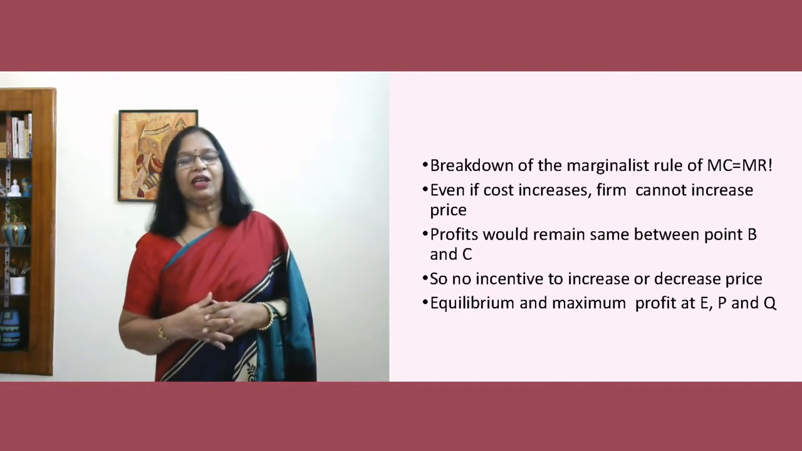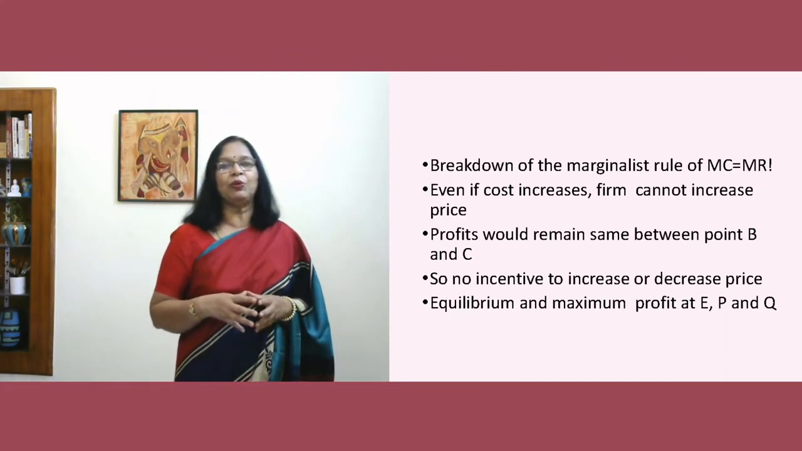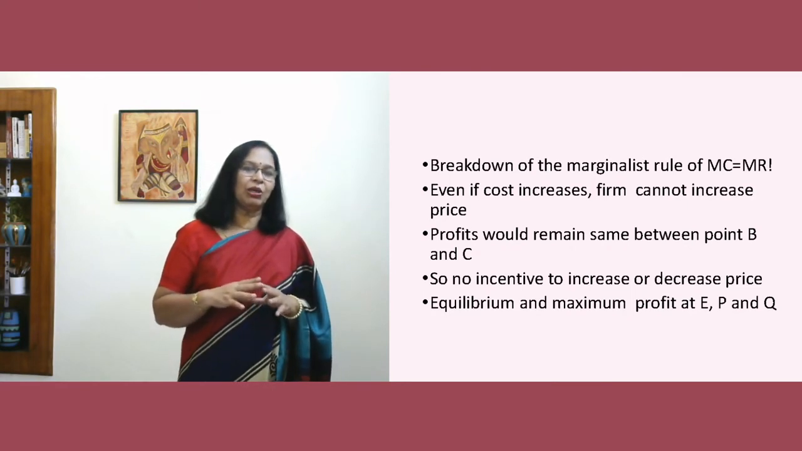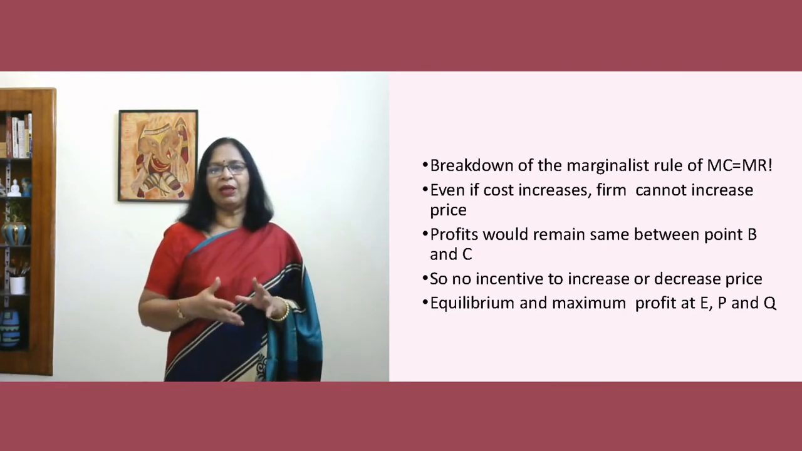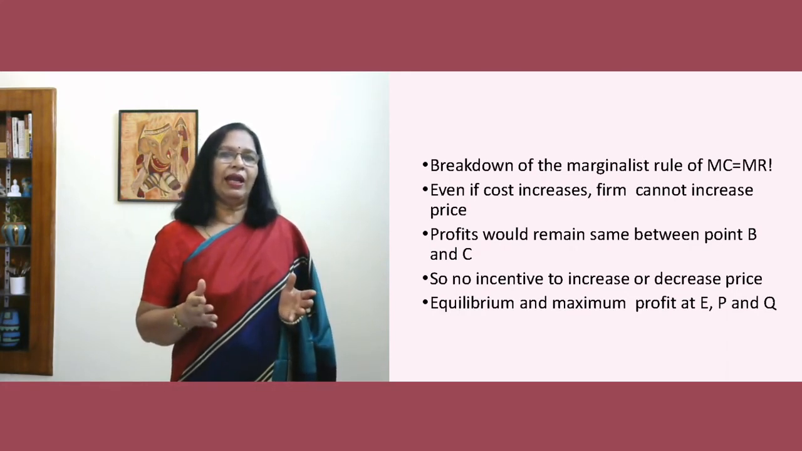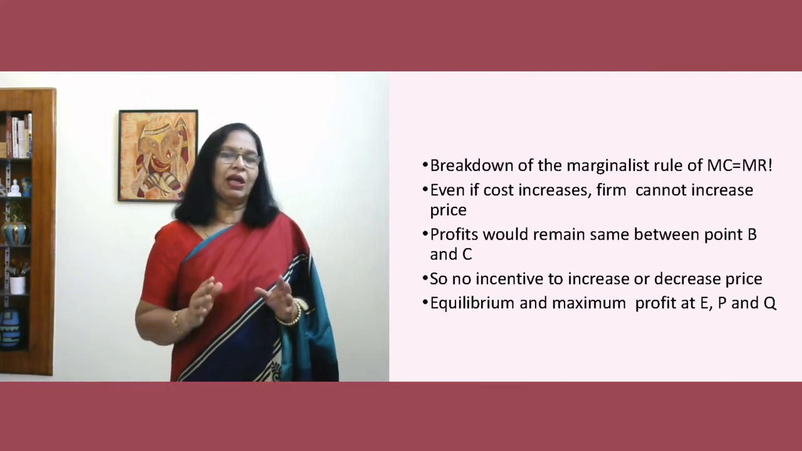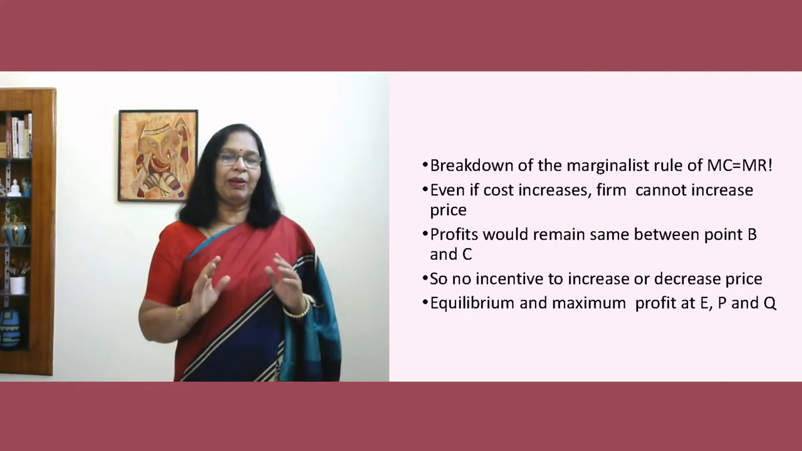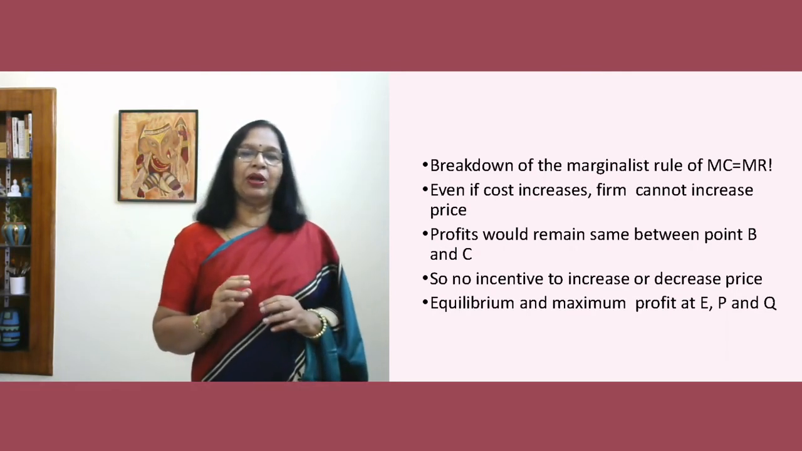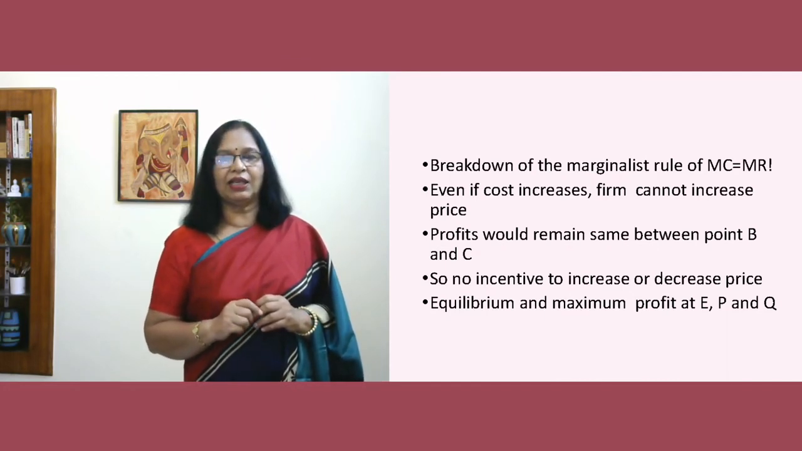So even if cost increases, the firm cannot increase the price, and profits would remain the same between the points B and C. So if profits are going to remain the same between B and C, then there is no incentive for the firm to disturb the price and lose customers, though the intention is to increase the customers. So firms rather stay sticky with their price and maintain the business as it was going on. So equilibrium is at the point E, and the price is at P, and quantity is at Q.